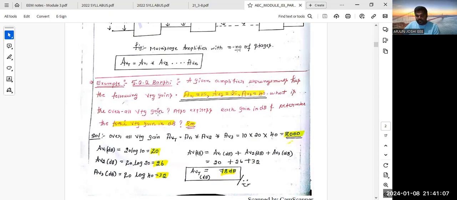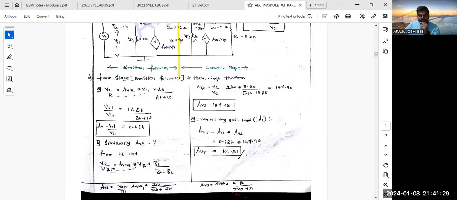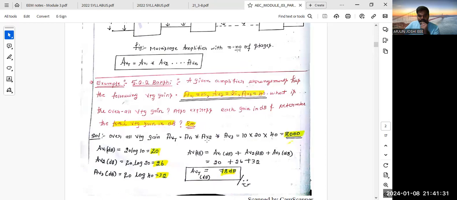What is the overall voltage gain? We need to find AVT is equal to AV1 into AV2 into AV3. They will also ask to express these gains in decibels and determine the total voltage gain in dB. For 8 marks they sometimes ask this question. You know the formula: AVT is equal to AV1 into AV2 into AV3. Substituting the values, AVT is 10 into 20 into 40, which is equal to 8,000.